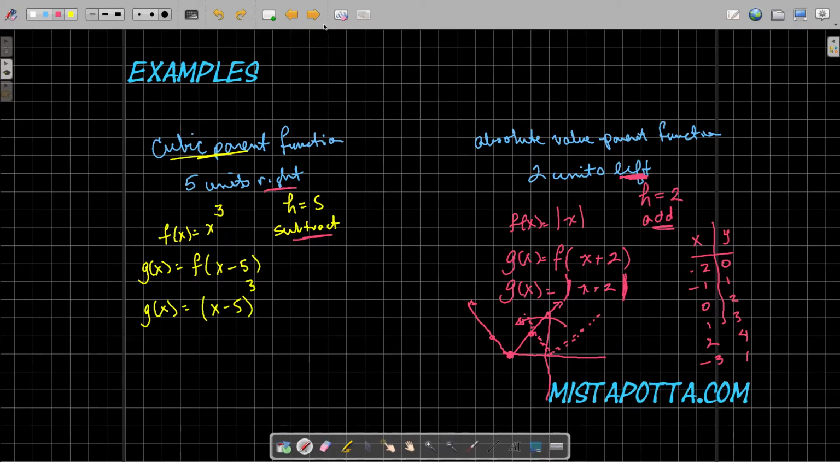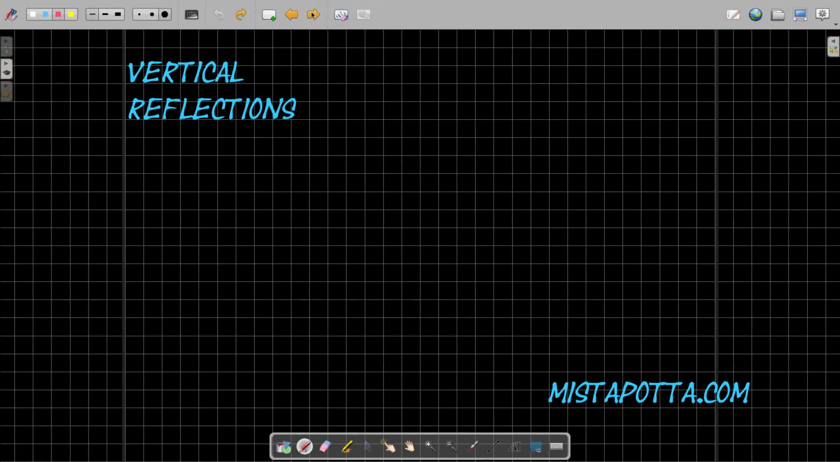So that's translations. Let's talk about reflections now. Reflections are a little bit easier. So the basic reflections we're going to be talking about is if I wanted to reflect across one of our axes. So in this case, because I'm talking about a vertical reflection, I want to talk about reflecting across the x-axis. In other words, this x-axis is going to act as a mirror. So if I have some curve up here, I need to make sure that its mirror image is going to be the same distance away from that axis.